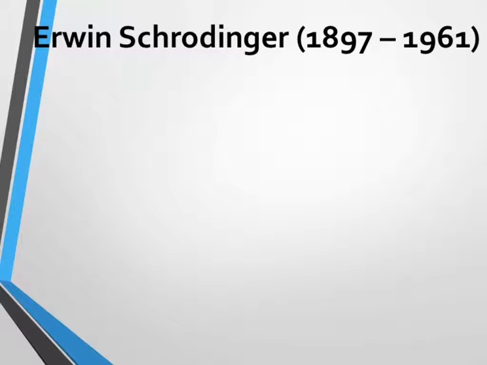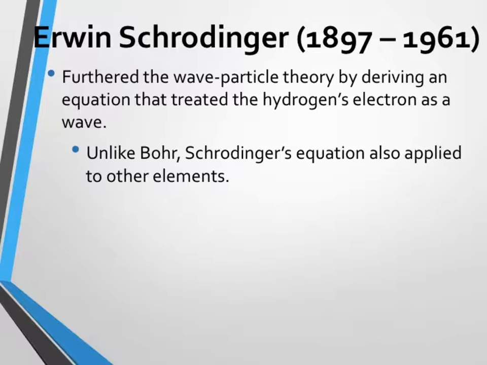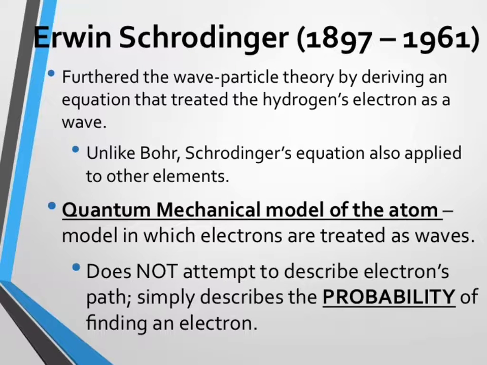So we can just know the probability. And then Schrodinger. Anybody know anything about Schrodinger? Schrodinger's cat. Okay. Schrodinger just applied this to other elements, and he said that we just know the probability of finding an electron. And we call this the quantum model. Whereas in Bohr's model, we're circling around that orbit all the time. In the quantum model, we just know the probability of where that electron may be.